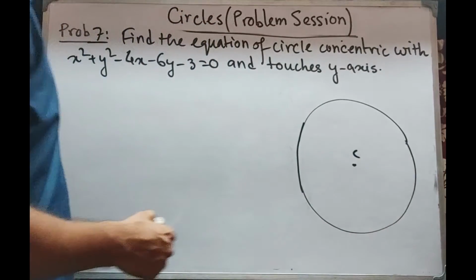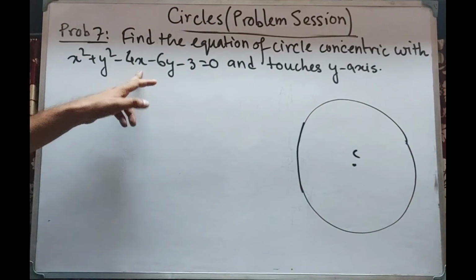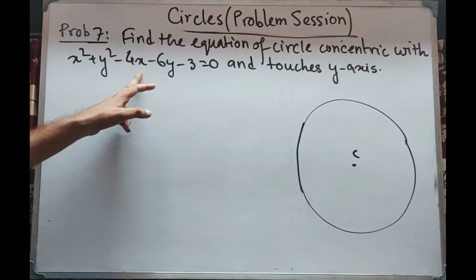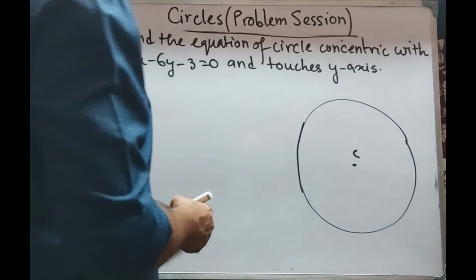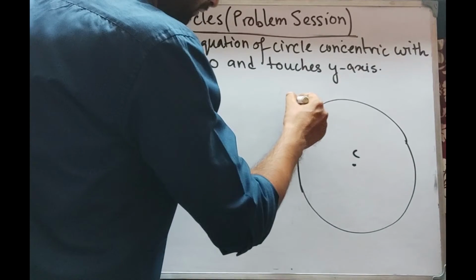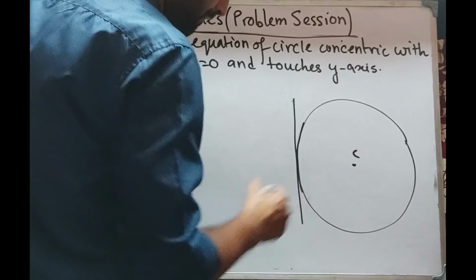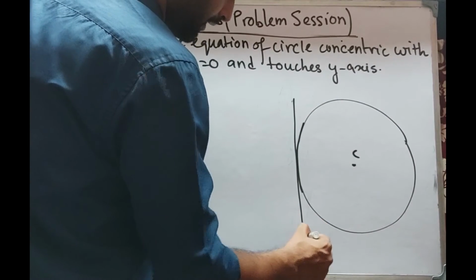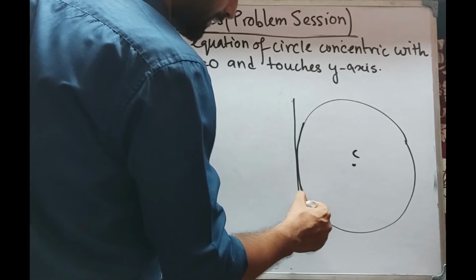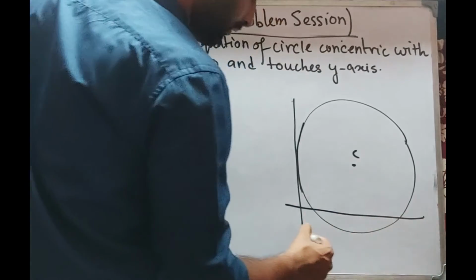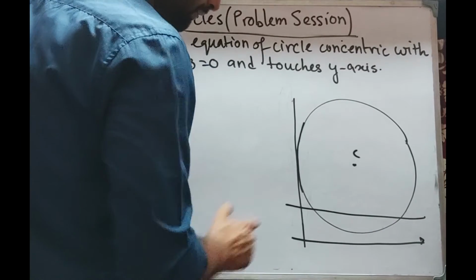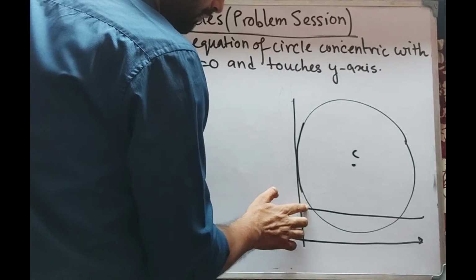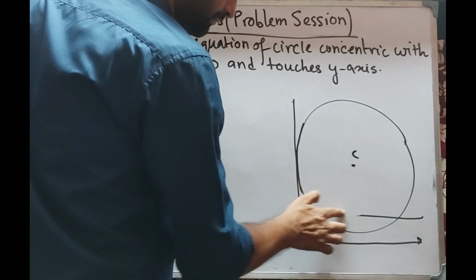Now what is it saying? Obviously the center is somewhere not on the origin, somewhere else, and it is touching the y-axis. So the y-axis should be drawn like this. It may not be intersecting the x-axis, so the x-axis can be either here or it can be here anywhere. So I am not showing the position of the x-axis in the picture because it is not required.